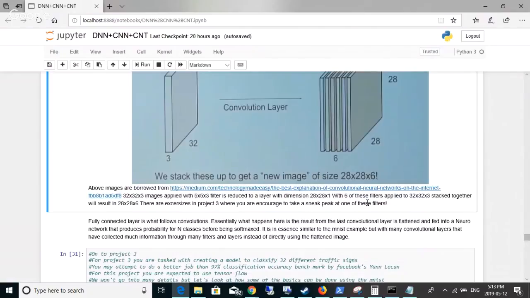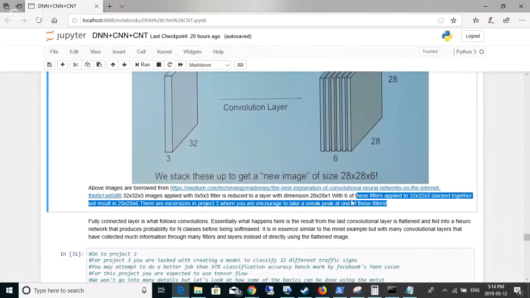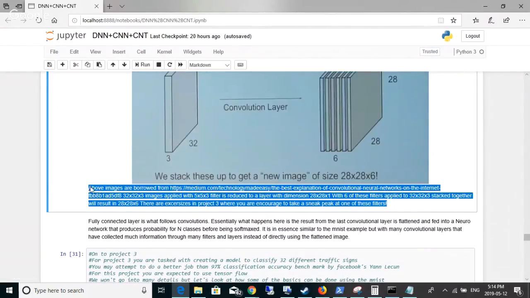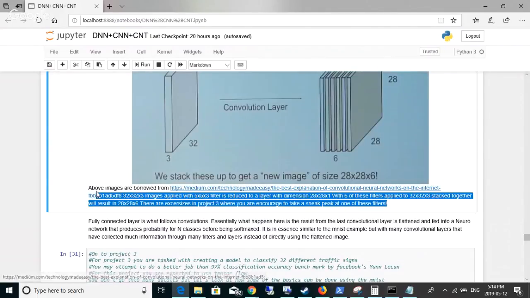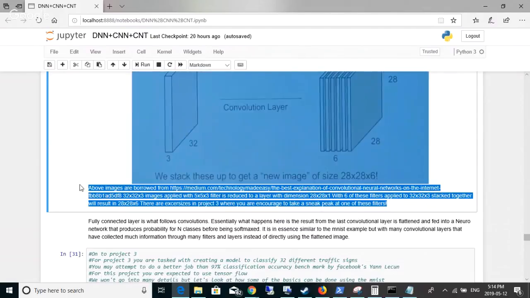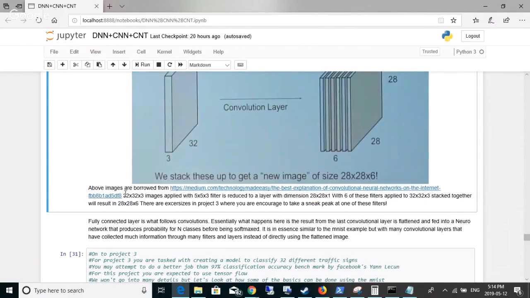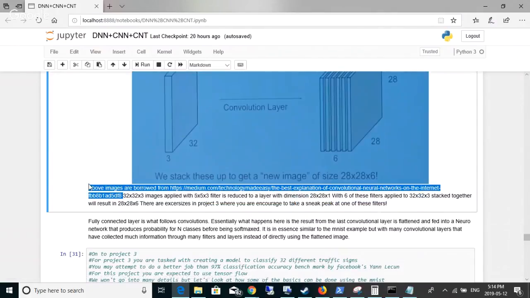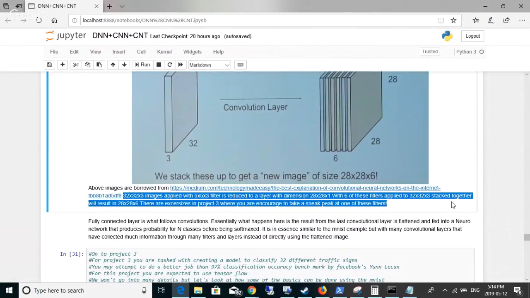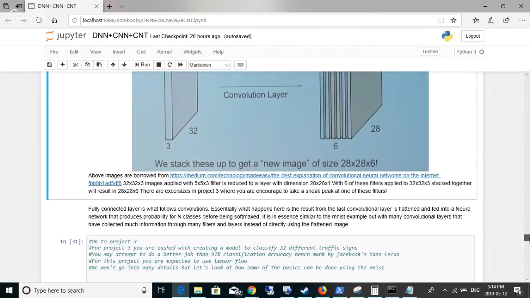And yeah, as part of your project 3, you are encouraged to take a sneak peek at one of these filters. It comes out pretty interesting. It actually tries to capture edges and all sorts of stuff like that.